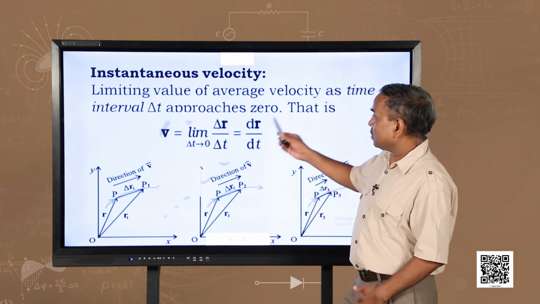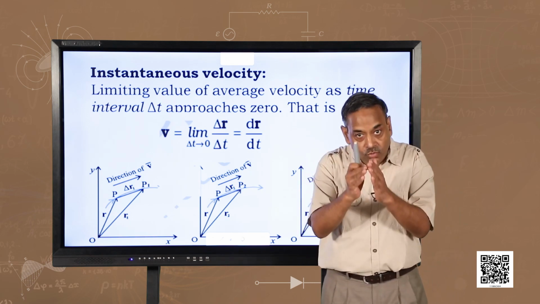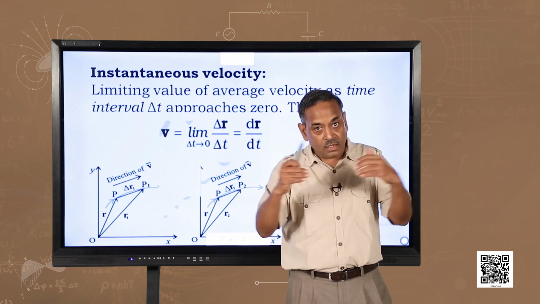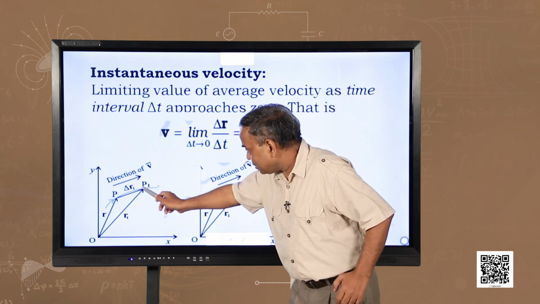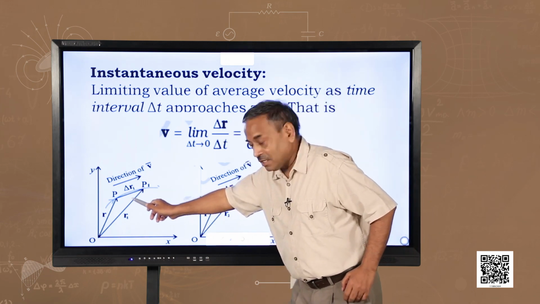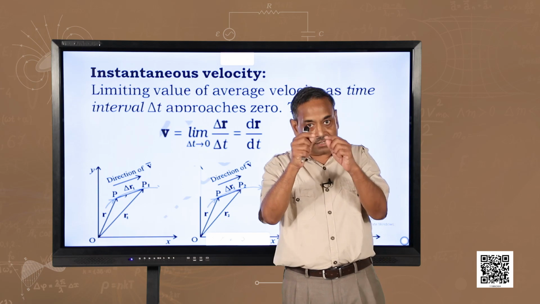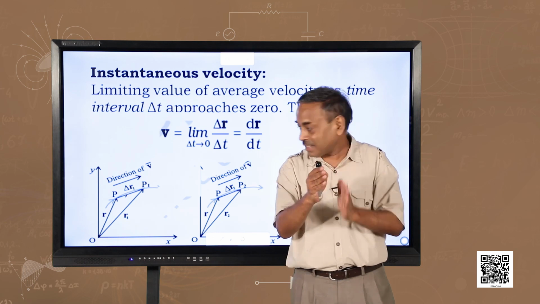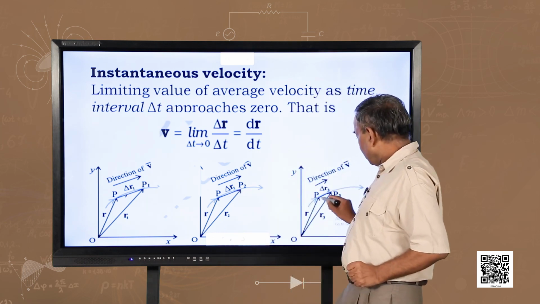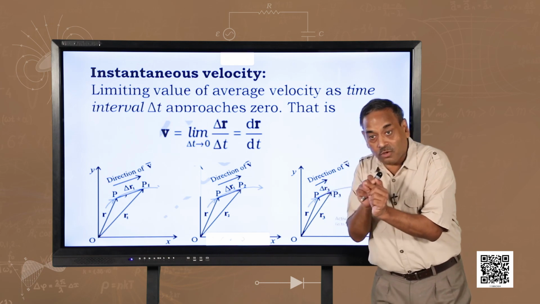What happens in the case of instantaneous velocity? It is the limiting value of average velocity as the time interval delta t comes down to 0, becoming negligibly small. Now, let us see in this diagram, as delta t changes, delta r also tends to 0, meaning the change in the two position vectors also tends to 0. Now, in this case you will see that the direction of v is that of delta r, which is nothing but the tangent at that particular point.